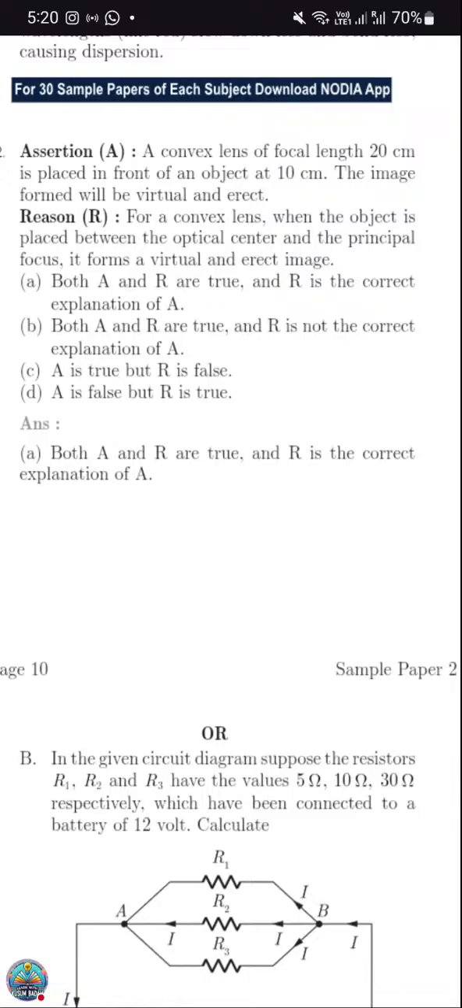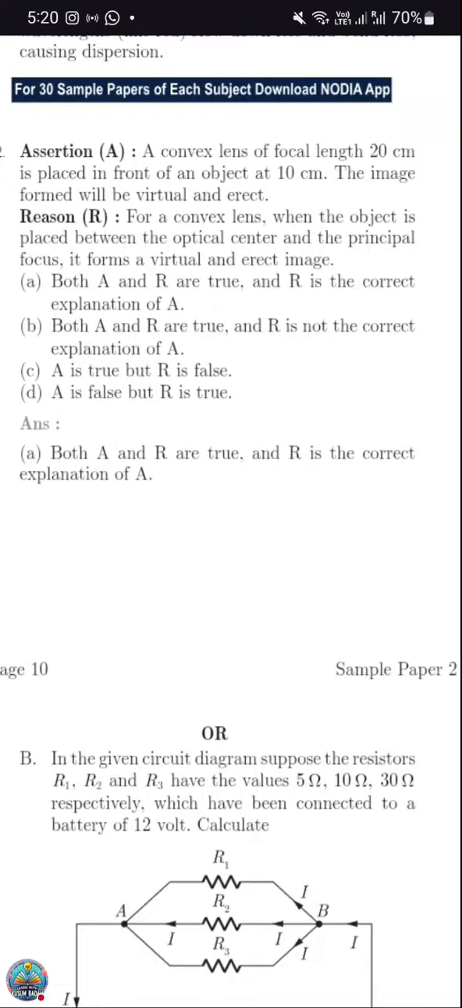The convex lens is there and the object is between focus and pole. When the object is between focus and pole, it will form a virtual and erect image. For a convex lens, we have only one condition where it will form a virtual and erect image. That is when it is in between pole and focus. Here the focal length is 20 and the object distance is 10, which is half of the focal length. So it is in between the pole and focus.